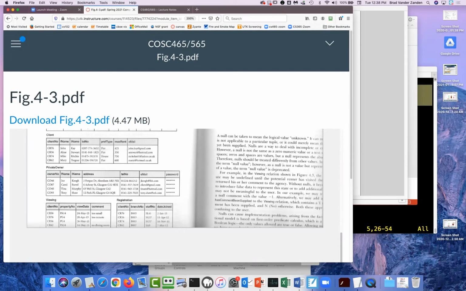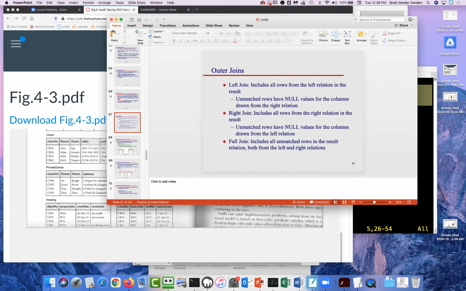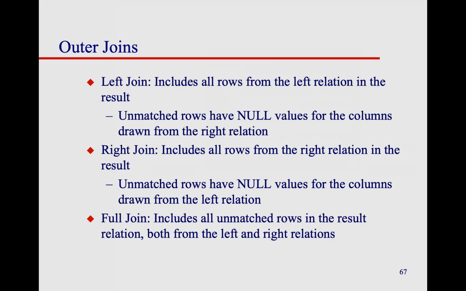Okay. So with a left join, you include all tuples from the left relation, and null values appear for the columns from the right relation if there's no match. Right join is more uncommon, but it means include all rows from the right relation in the result, and any unmatched rows from the left relation will have null values. And then a full join, full outer join, you include all unmatched rows from both relations.